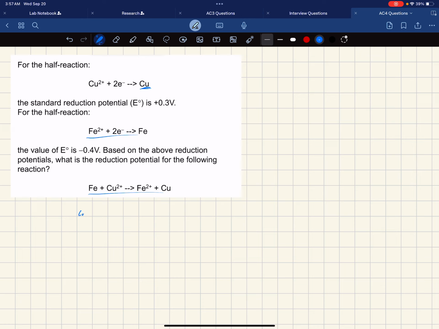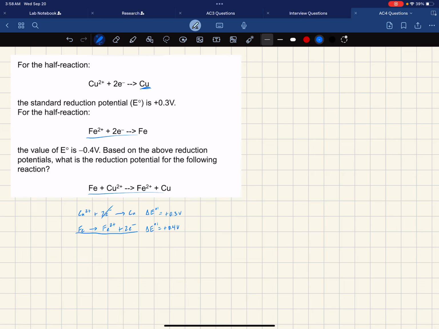So it'll just be Cu2+ plus 2 electrons gives you Cu, and then we reverse the second one, so Fe2+ plus 2 electrons. And so we've got our reduction potential of plus 0.3 volts here, and we flip this one, so this one will be plus 0.4 volts.